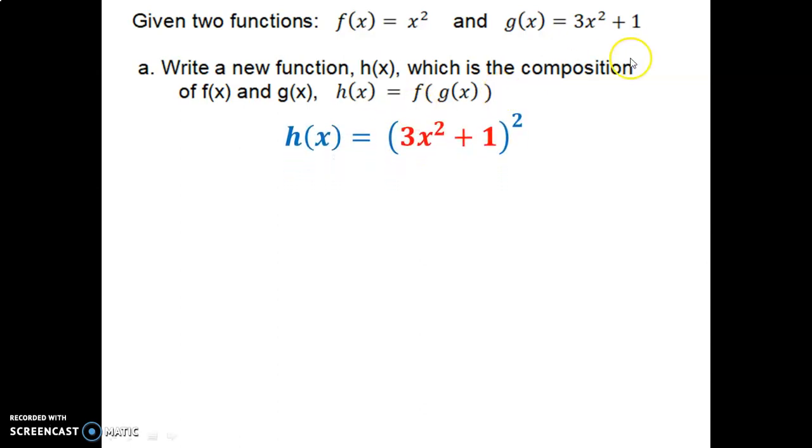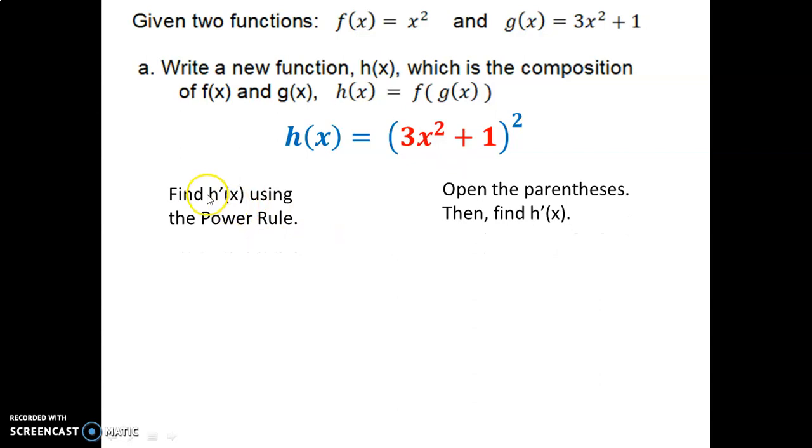All right, so here's h of x. The g of x function, this one, has gone into this one. So we can see here's the g of x function within the f function, so we see this squared. All right, we've created a new one. Now, let's find h prime of x, the derivative of this, using the power rule.